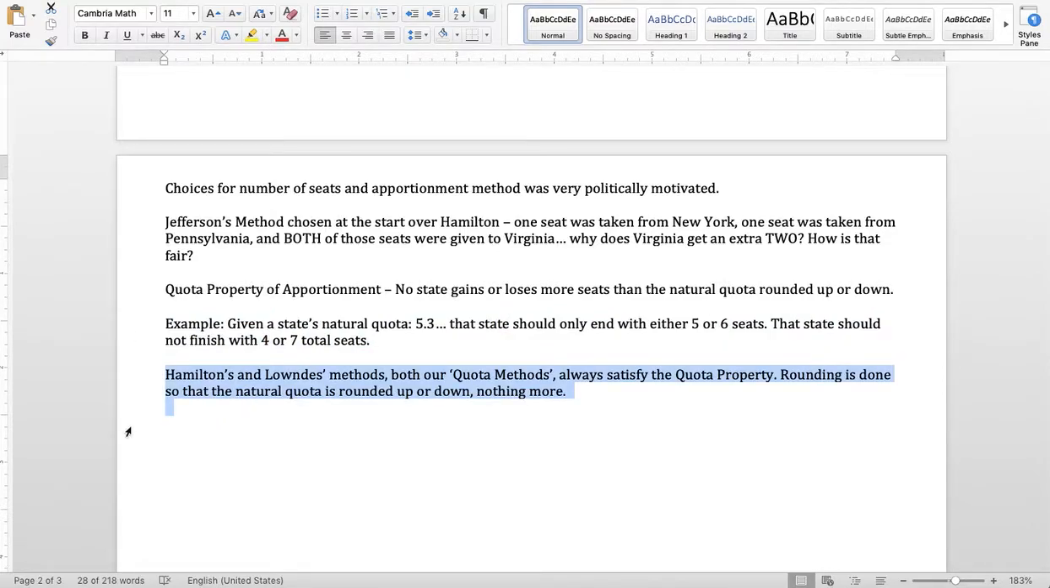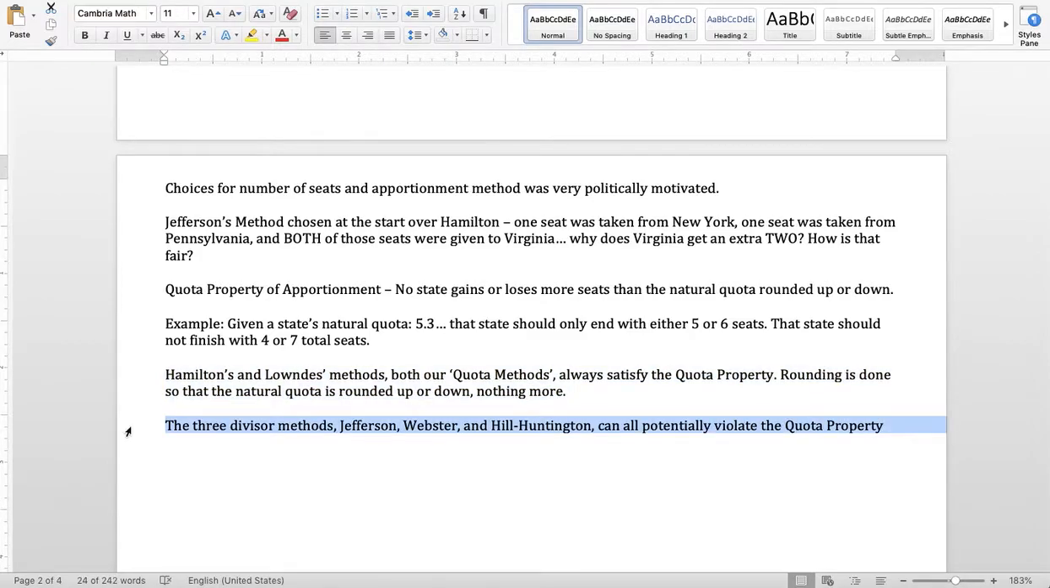Hamilton and Lowndes, those are our two quota methods. They satisfy the quota property because we're either taking the natural quota and rounding up or rounding down. You don't get anything more. The other side, Jefferson, Webster, Hill, Huntington, they all potentially violate the quota property. When we change that divisor, some states go up more than the others, and so we do have this possibility to violate the quota property.